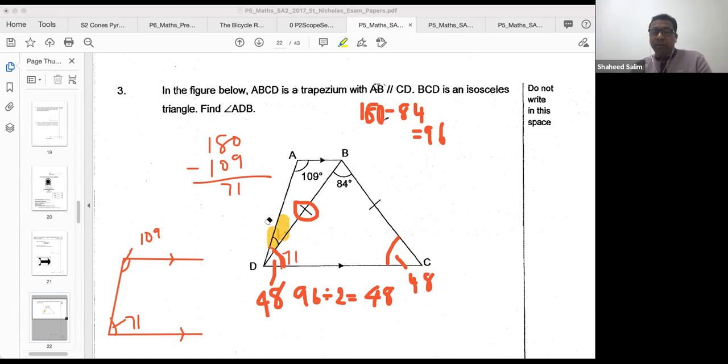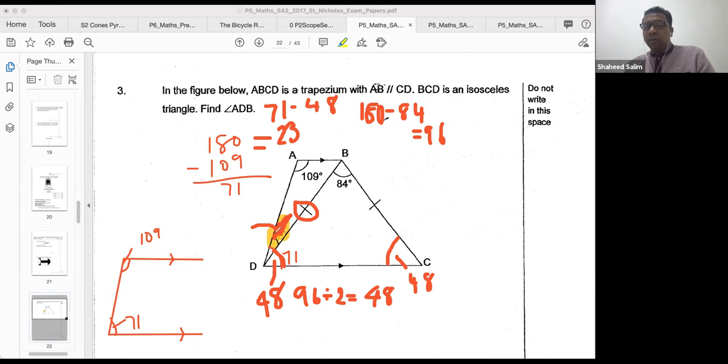You can see now. How to find? Now you take 71 minus 48, you can get the yellow one. That's how we get the last part. 71 minus 48. How much is it? 23. Okay, so this answer down here is 23.